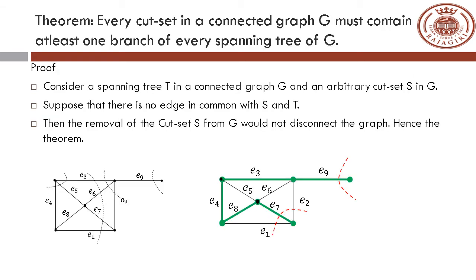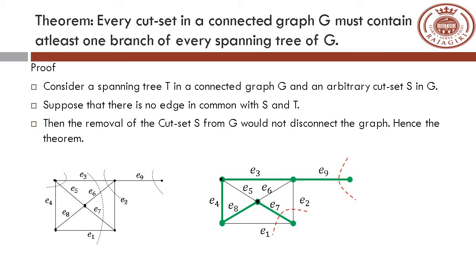The theorem related to cut set. The statement of the theorem is every cut set in a connected graph G must contain at least one branch of every spanning tree of G. You can see the proof with an example.